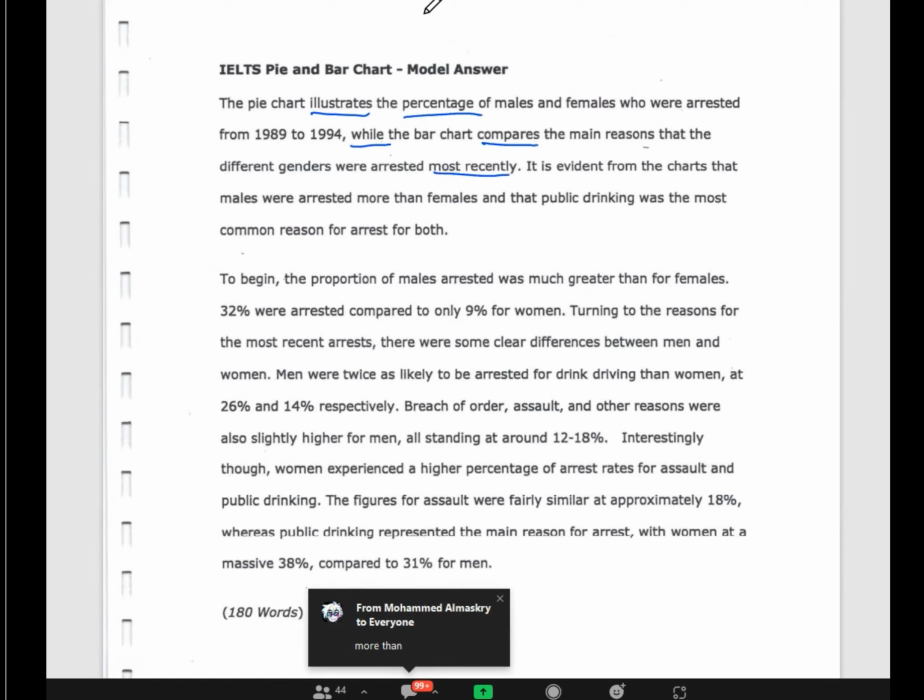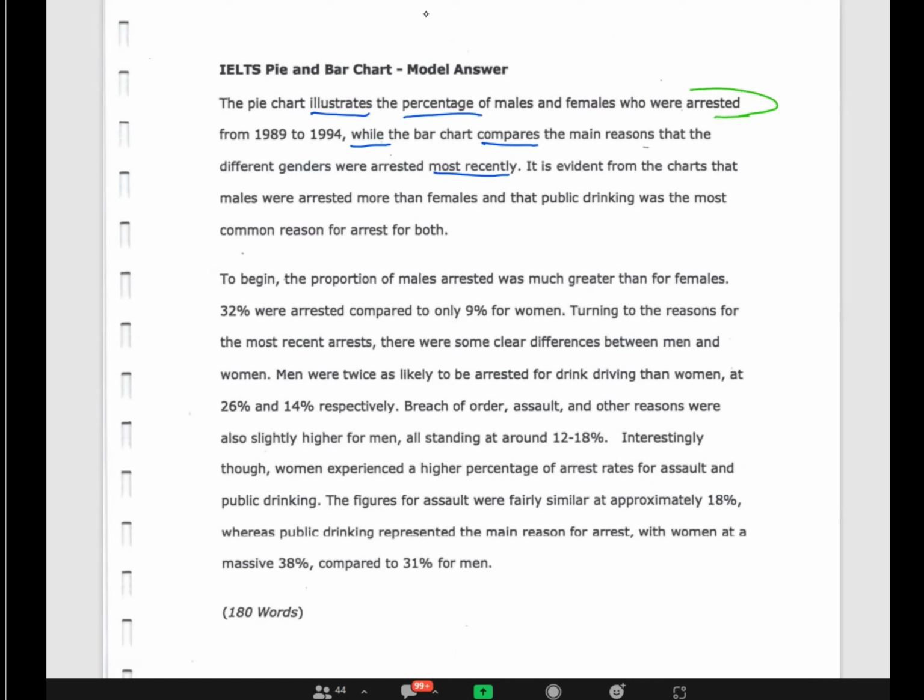Okay, see how to use while here. First, you paraphrase the first part of the sentence of the question. Then you paraphrase the second part. In between, you will put while, so there is a comma, while. Don't put them in two separate sentences. It should be in one sentence, and you should put a comma, while.